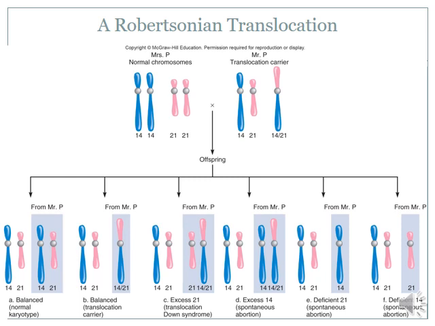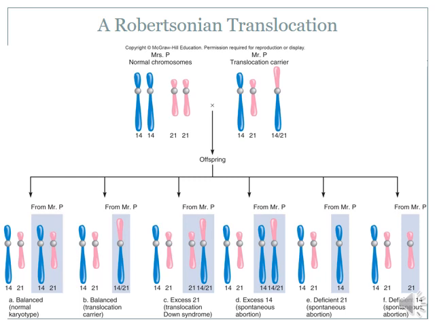If we look at A, a sperm with one normal chromosome 14 and one normal 21 yields a normal child when fertilized. In B, a sperm carrying the translocated chromosome produces a child who is a translocation carrier, like Mr. P. In C, if a sperm contains Mr. P's normal 21 and his translocated chromosome, the child receives too much chromosome 21 material and has Down syndrome.